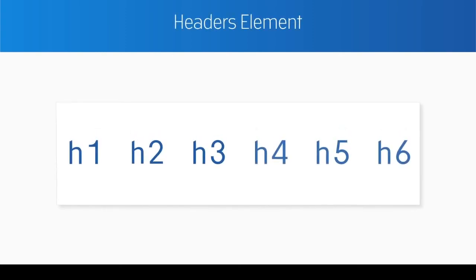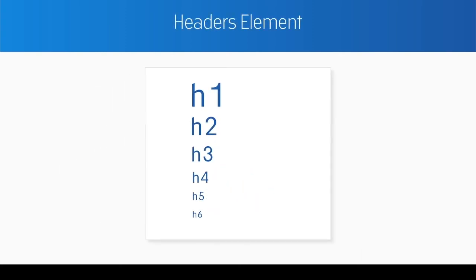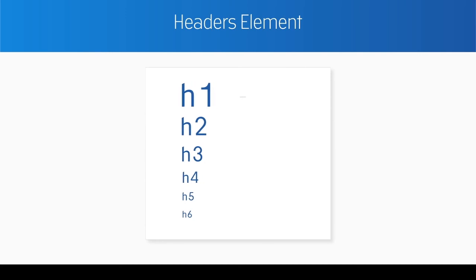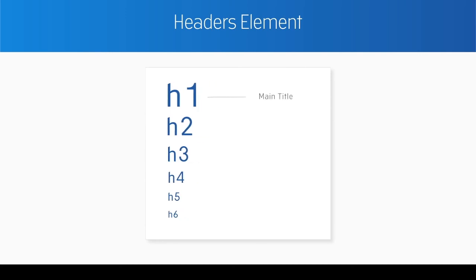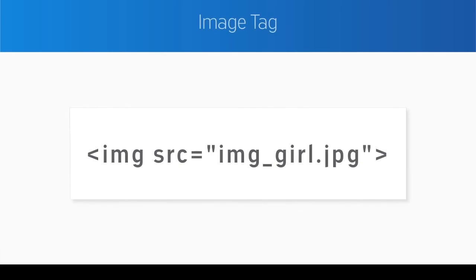HTML has 6 heading elements, which are numbered 1 through 6. H1 is the most significant and usually contains the title of the content. H2 represents a section, while H3 and so on represent identifiers for further subsections. The image tag is used to display an image on a page.